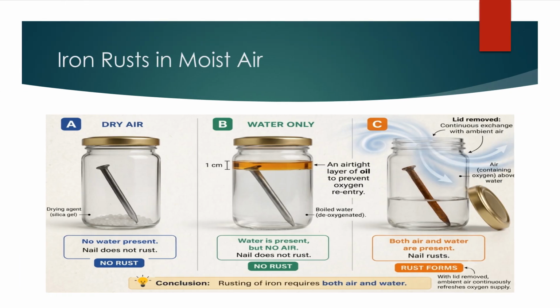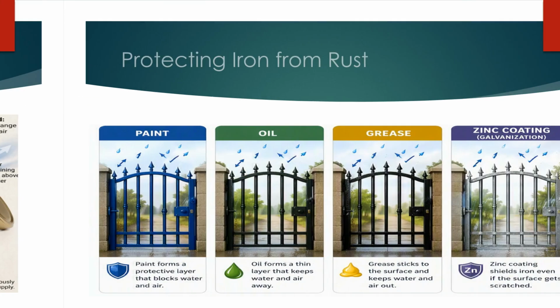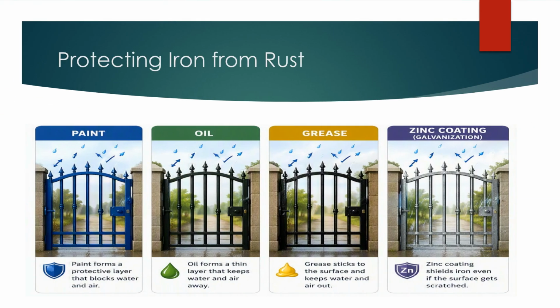Rusting is essentially a chemical reaction that requires both air and water. Keeping iron away from these elements prevents rust. We can protect iron from rusting by using methods like applying paint, oil, grease, or by using a zinc coating, a process known as galvanization.